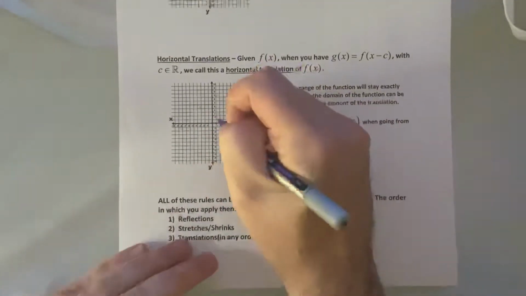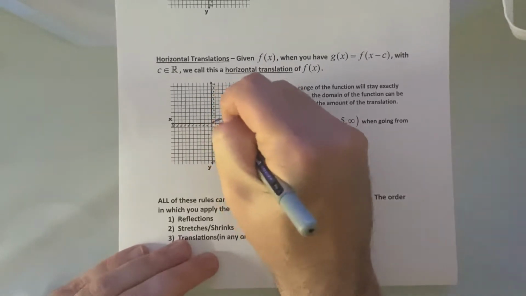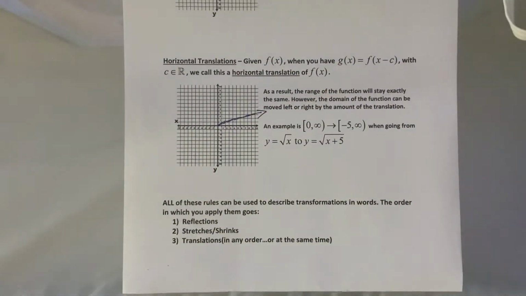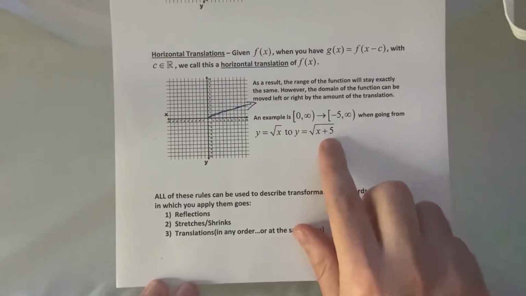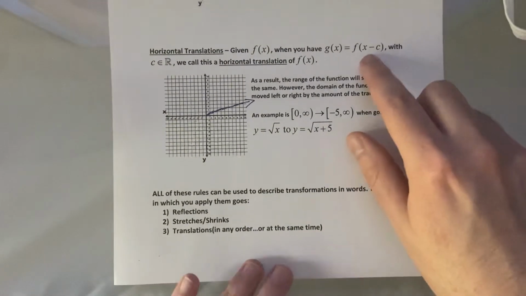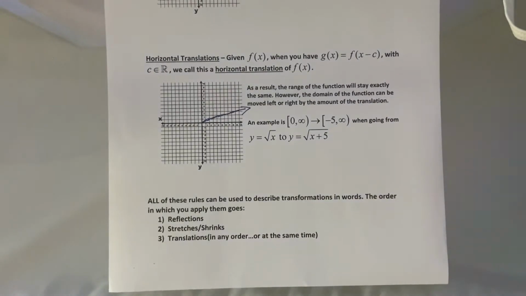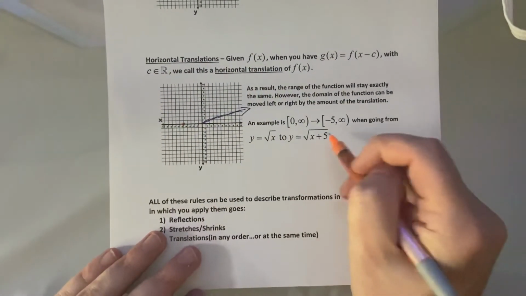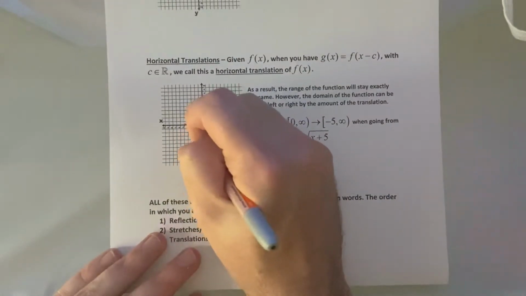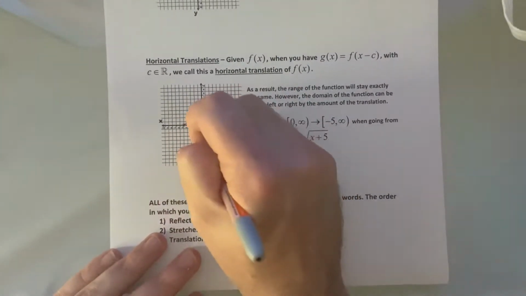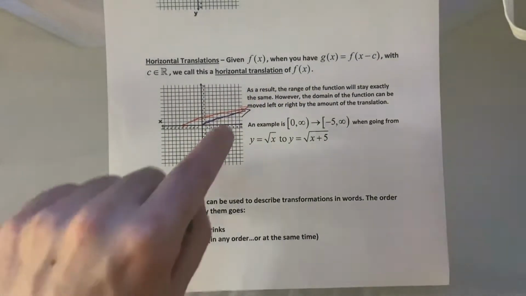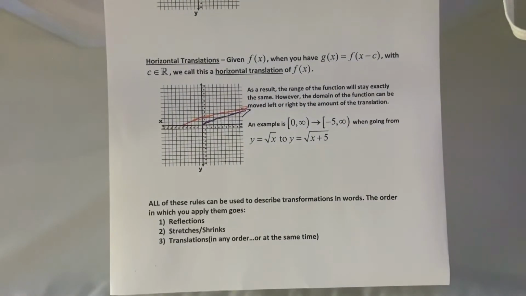So if I take my normal square root of x and I instead change the function to the square root of x plus 5, that's really x minus negative 5. So plus 5 moves it to the left 5, because of course it's opposite. So positive really moves it to the left 5. Then we do the same thing again. And even though these look close together distance-wise, they are still always 5 apart.